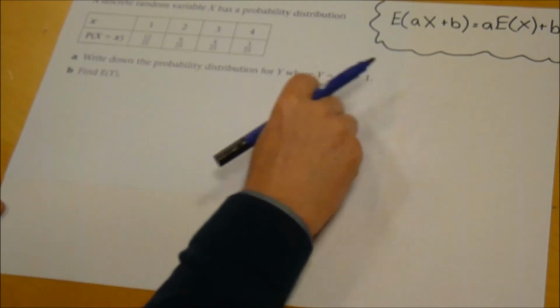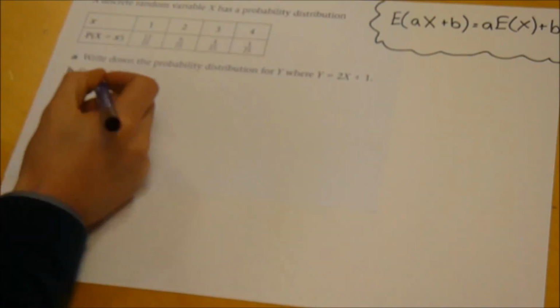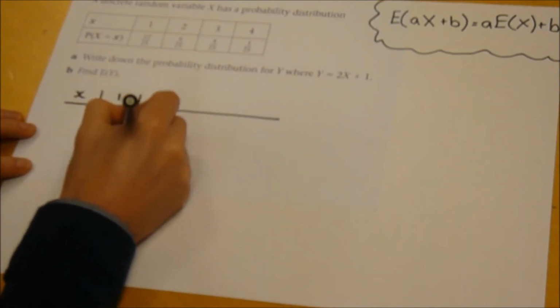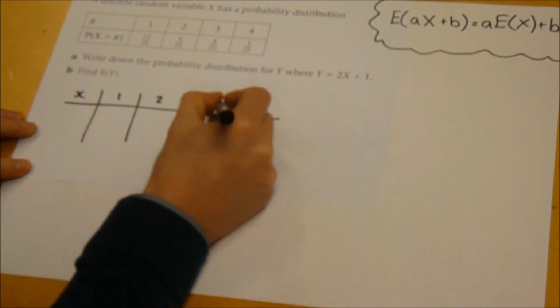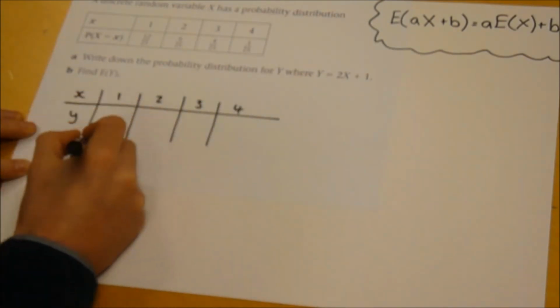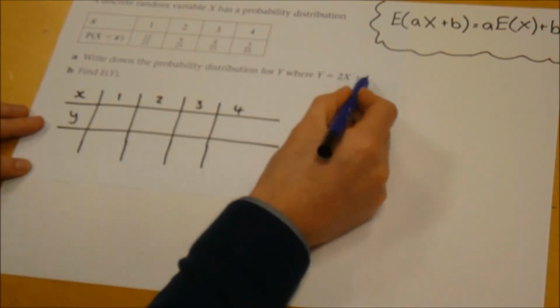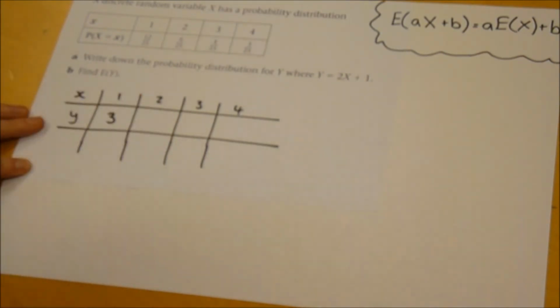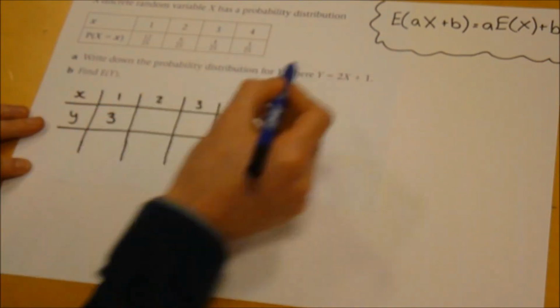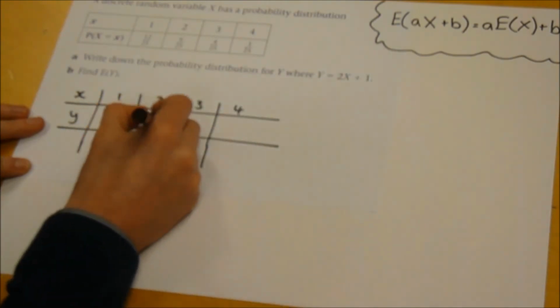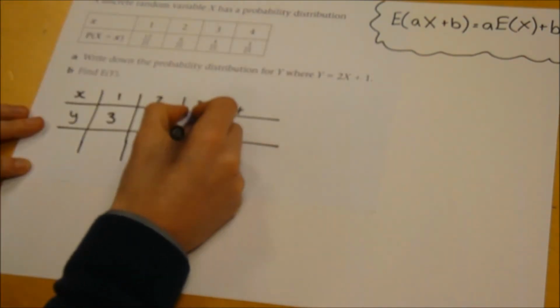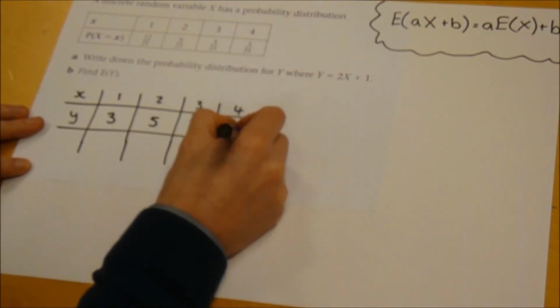So we need to produce something like this but where we've got y's in place of x's, and this is our link. So, if we draw our table, and we've got x can be 1, 2, 3, and 4, then we want to work out what y is. Well, when x is 1, we've got 2 times 1 is 2, plus 1, that would make y equal to 3. When x is 2, 2 times 2 is 4, plus 1 is 5. And similarly, when x is 3, we'd have 7, and x is 4, we'd have 9.